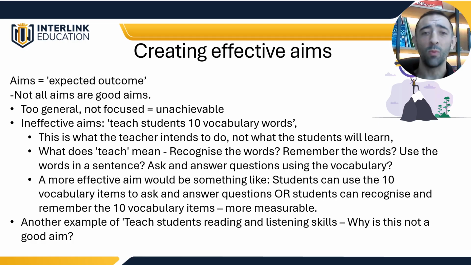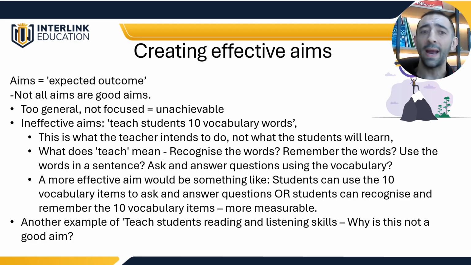A better aim would be something like, students can use the 10 vocabulary items to ask and answer questions. This is better because by the end of the lesson, we can measure: can students use these vocabulary items to ask and answer a question? Yes or no. So we can answer very, very clearly, did we achieve our aim? Yes or no. Or, students can recognize and remember 10 vocabulary items.